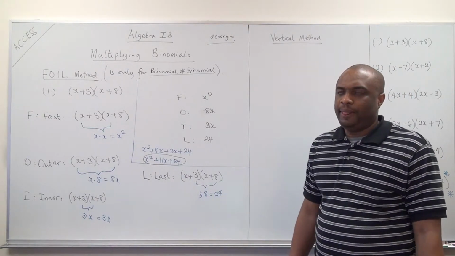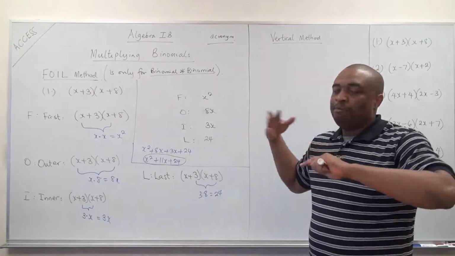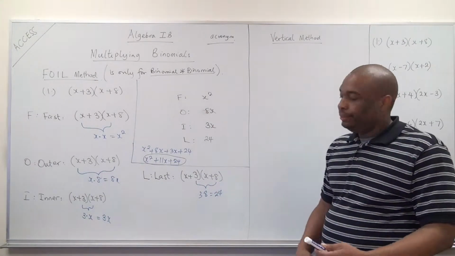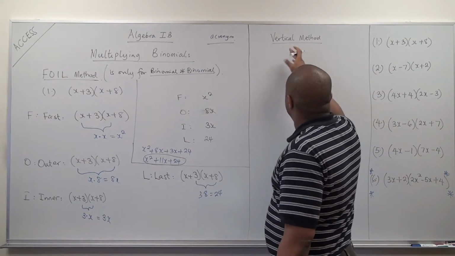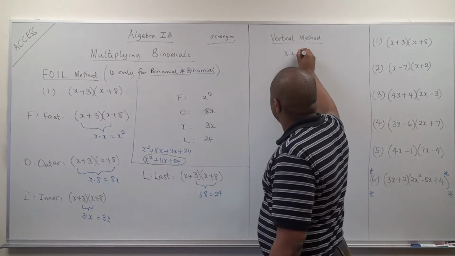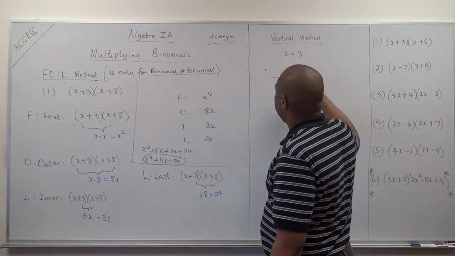So that's pretty much the thing about the FOIL method. That's it. As we solve more questions, you will be familiar with it. Now, let's go to the vertical method. In this method, we just solve it as if we are multiplying the same way we do ordinary multiplication.